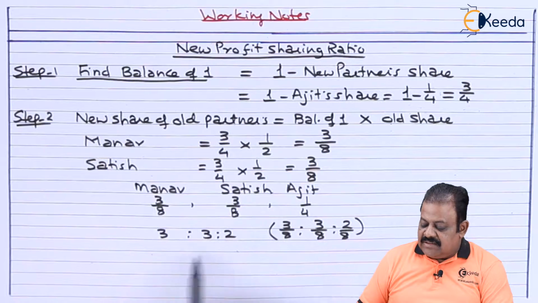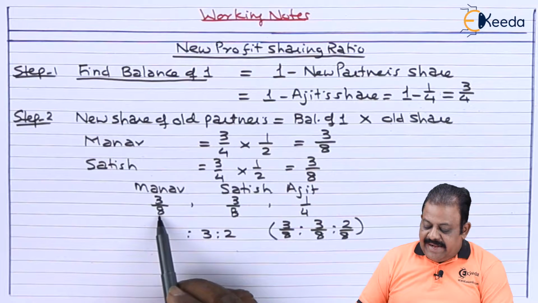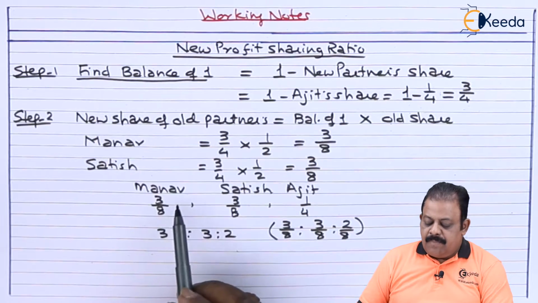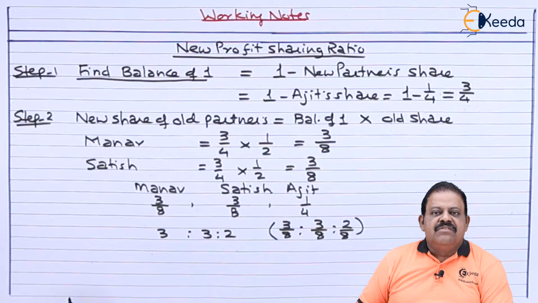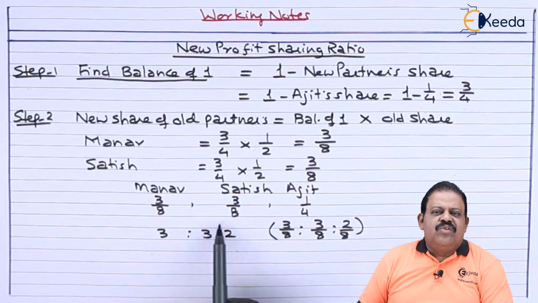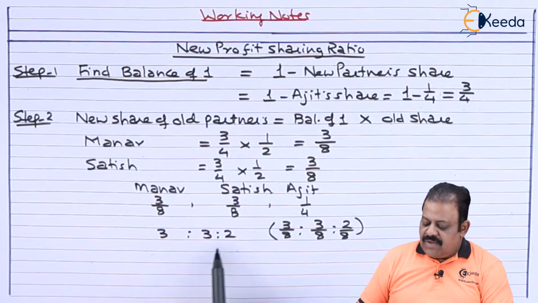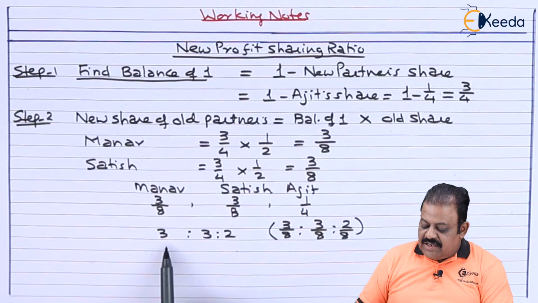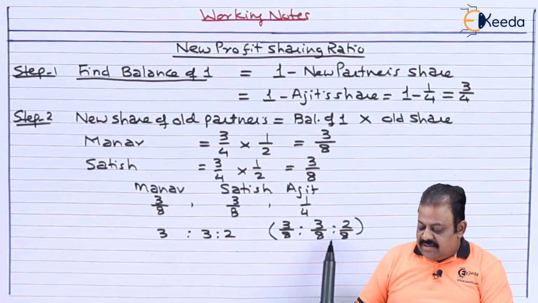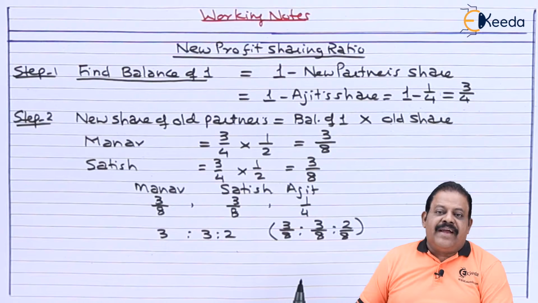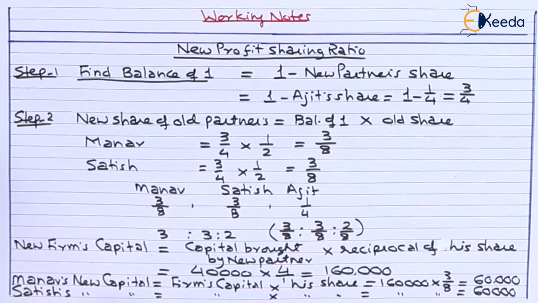After simplifying this, we get 3:3:2. That is, out of 8 shares of profit, 3 are given to Manav. Out of 8, 3 are given to Satish. So balance 2 will be given to Ajit. We can also calculate the least common factor and get these values. That is, the new profit sharing ratio is 3:3:2. That is 3/8 is to 3/8 is to 2/8. Let us calculate now the new capitals of old partners.